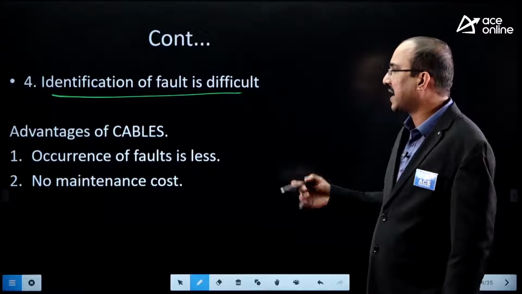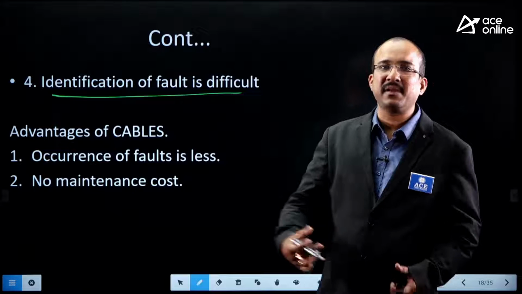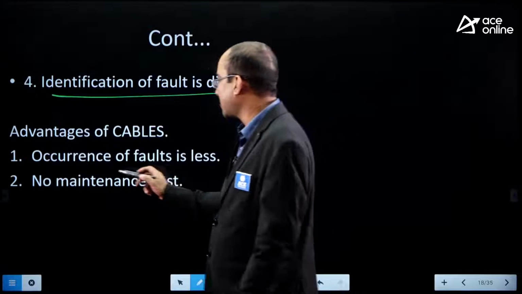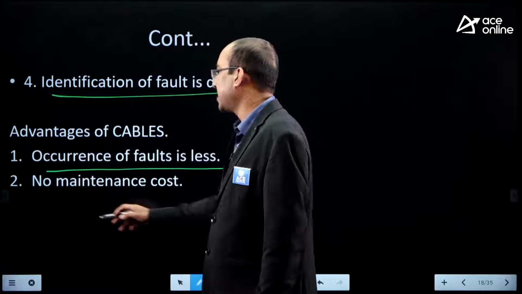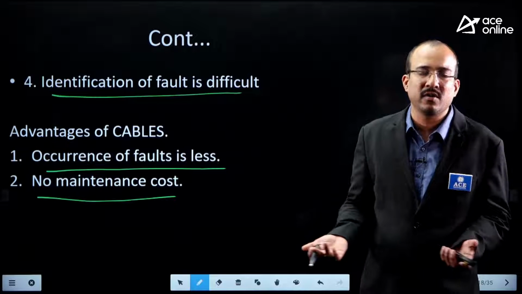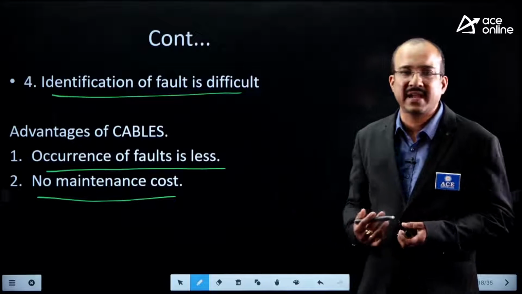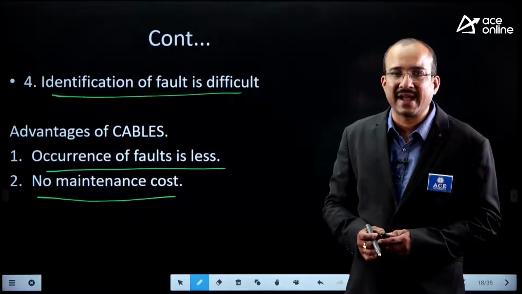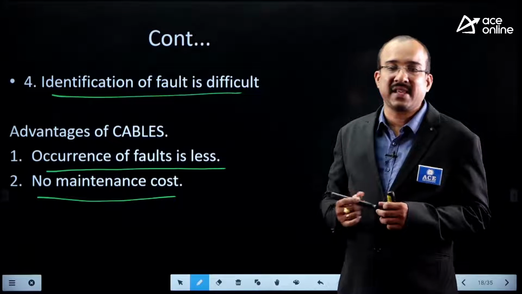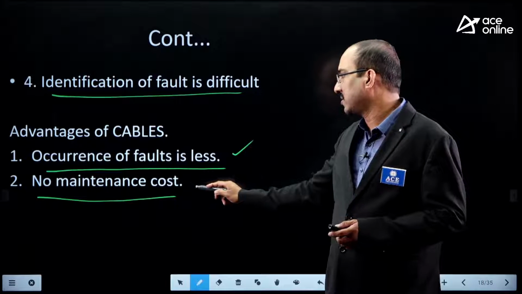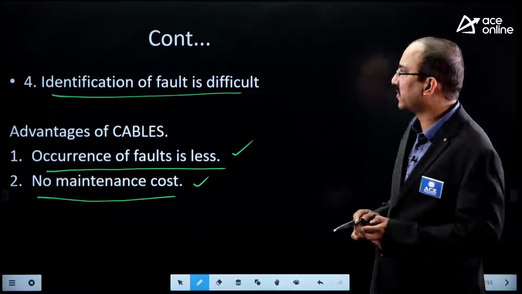Okay, but there are advantages also, because as the cable is laid under the ground, the occurrence of faults is less and no maintenance cost is there. Once the cable is laid under the ground, we don't require any maintenance activity on that, as we do the maintenance activity in case of overhead line. But there is no maintenance in case of what? Underground cable. And the occurrence of faults is also less. These are the advantages of cables.